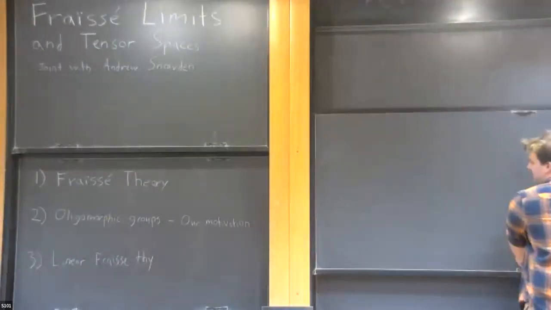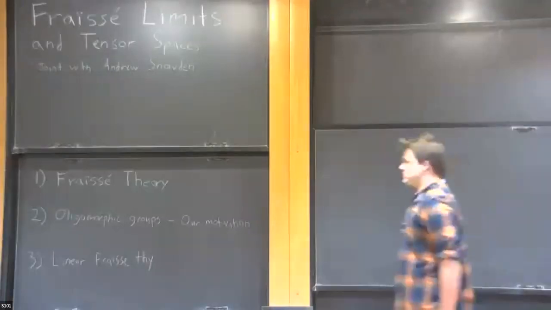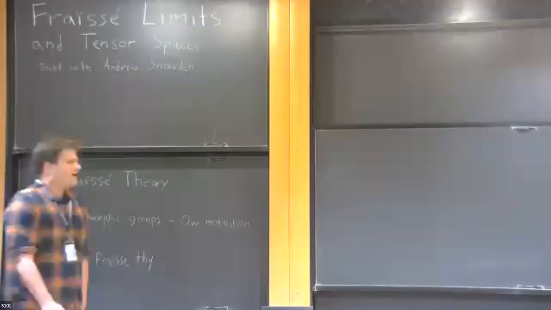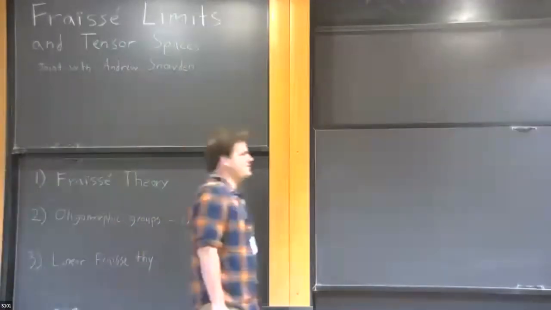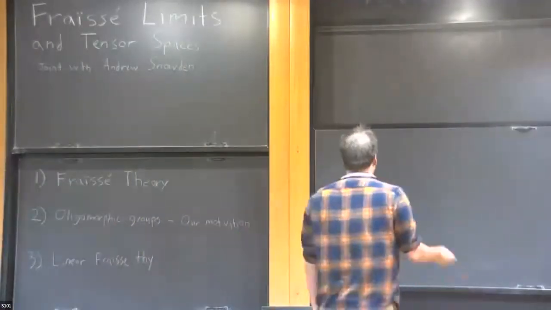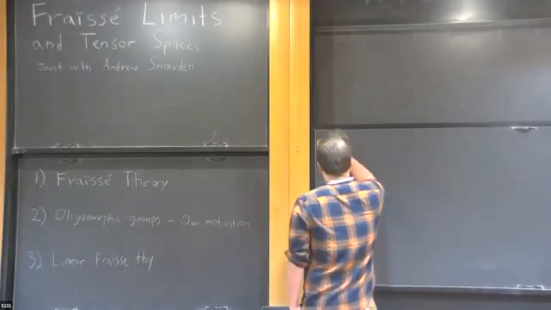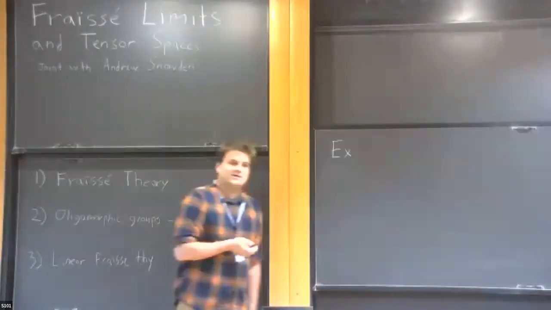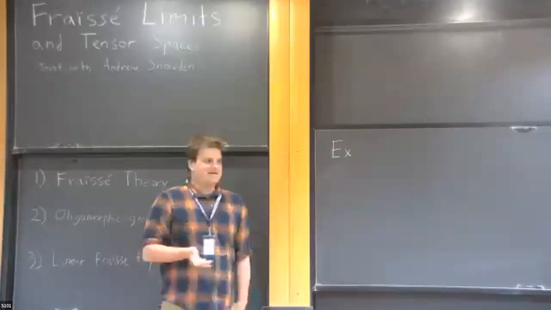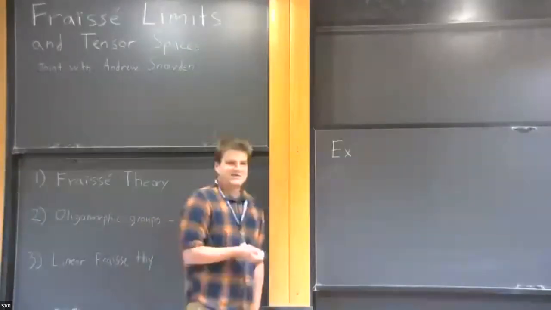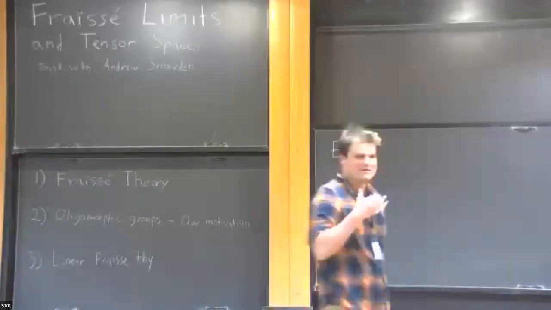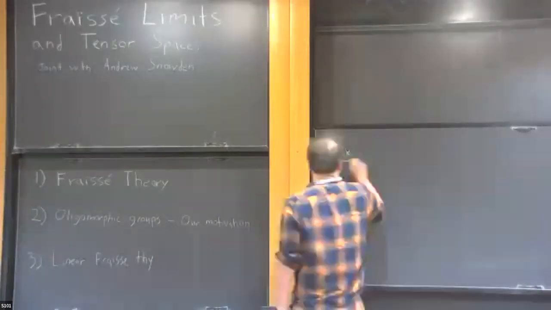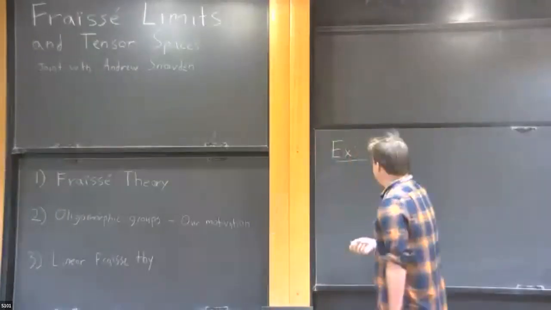Let's start off. I want to talk about classical Fraisse theory, and I want to do it through some examples. By the way, feel free to ask any questions or interrupt me. I imagine a learning seminar can be very interactive, so by all means, stop me.